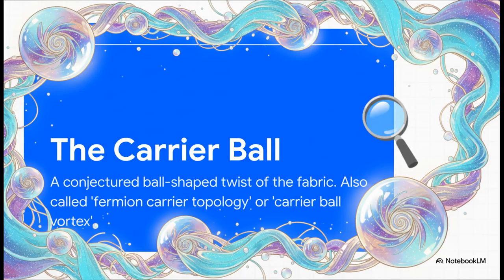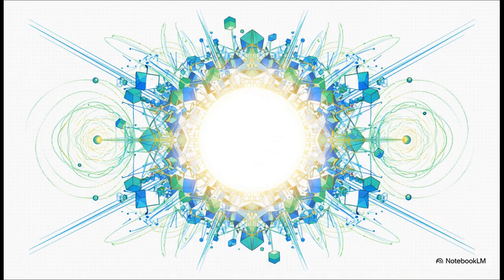It's called the carrier ball. You might also hear it called a fermion carrier topology or a carrier ball vortex. But what it really is at its core is a stable, self-contained, ball-shaped twist in that elastic fabric. It would be the very first solid object ever sculpted from the mist. So why is this one little ball so unbelievably important? Because it would be the first real building block, a stable piece of what you could call matter in this digital world. The theory is, if this structure can be made, it would allow the fundamental laws of physics, the symmetries that govern our own universe, to finally work properly inside the simulation. It would be the key to modeling reality as it actually is.